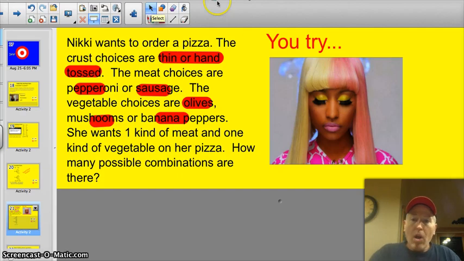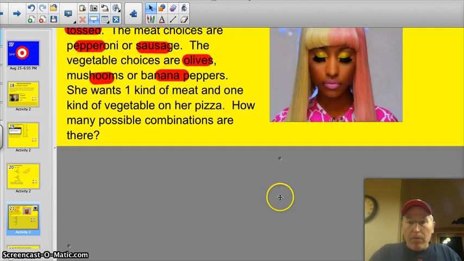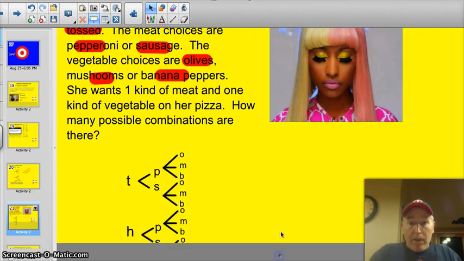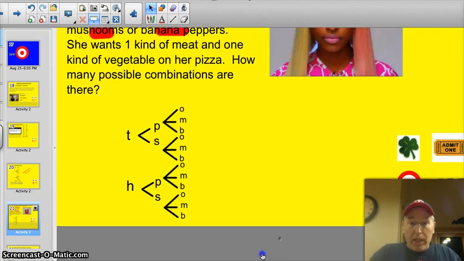I'm back. All right. Well, if you followed my advice, you made a little chart like this. So you had thin or hand-tossed. I just abbreviated T or H. Then you had pepperoni or sausage, so it could be a thin crust with pepperoni or a thin crust with sausage. And then from those, you could have olives, mushrooms, or banana peppers.